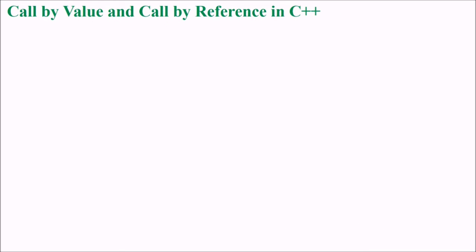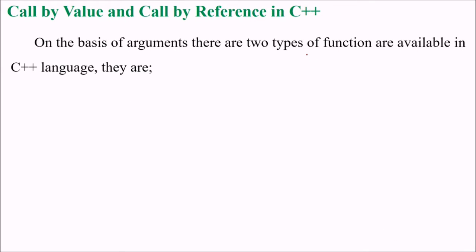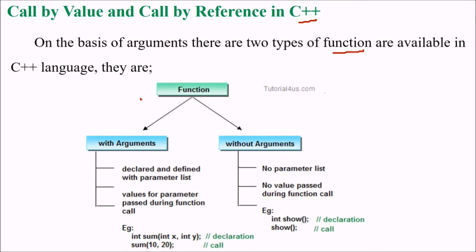Call by value and call by reference in various languages. So we'll see C++. On the basis of arguments, there are two types of functions available in C++ language: functions with arguments and functions without arguments. With arguments means they are declared and defined with a parameter list, and without arguments means no parameter list.